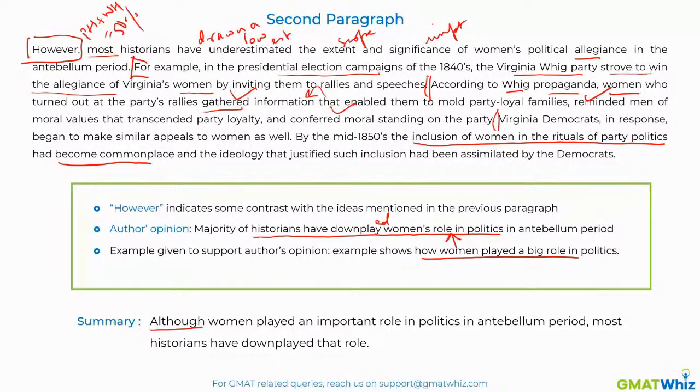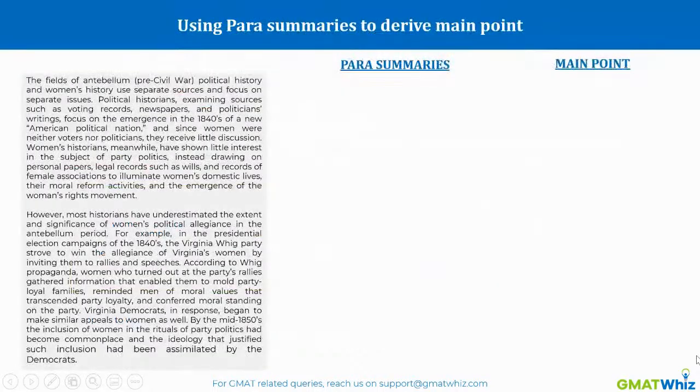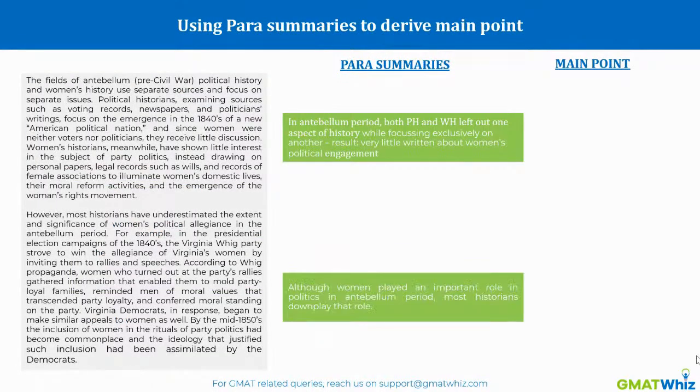Okay. Now comes the important part: how do we put together these two para summaries and arrive at the main point. I want you to follow this process more closely. Let me quickly show you. Now notice that the two para summaries are going to converge into the main point. That means the overall intention of the two paras is going to be covered.